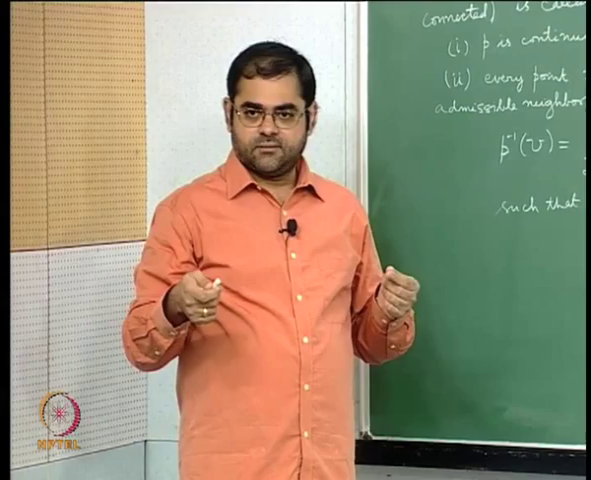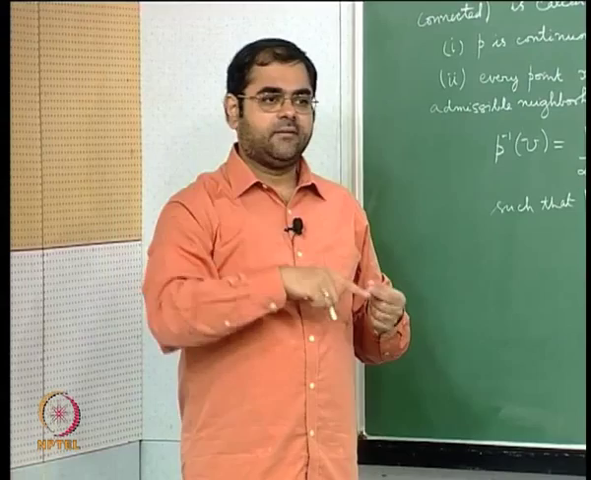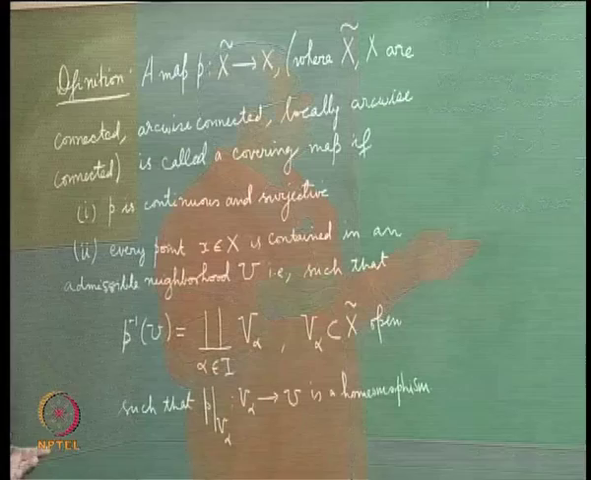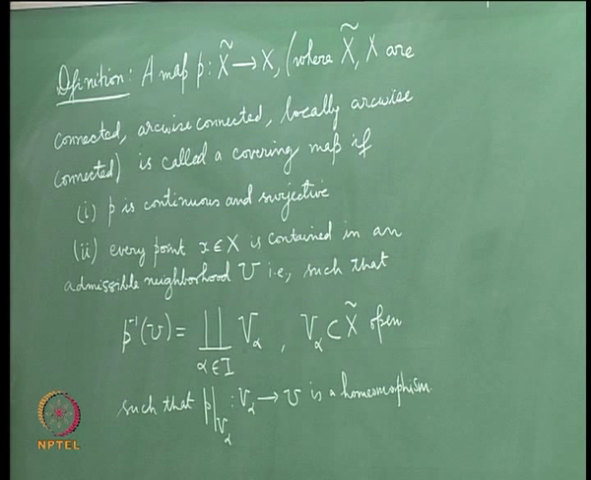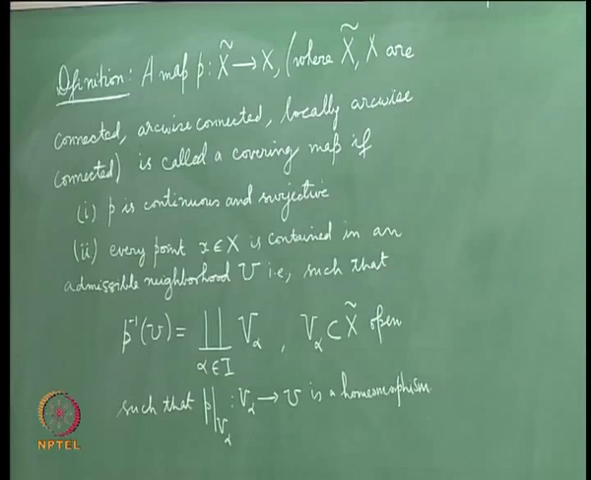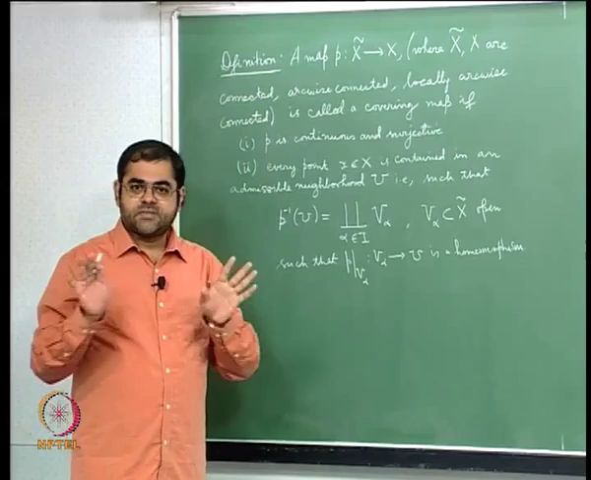So if any two points of your space can be connected by a path in a continuous manner, as the image of an interval under a continuous map, then you say that the space is arcwise connected. A space that is locally arcwise connected is a space for which every neighbourhood of every point contains an arcwise connected neighbourhood. These are all conditions that are required in the proper theory of covering spaces, and of course at the back of it all, the spaces we are dealing with are Hausdorff spaces, so I am not going to write that down.